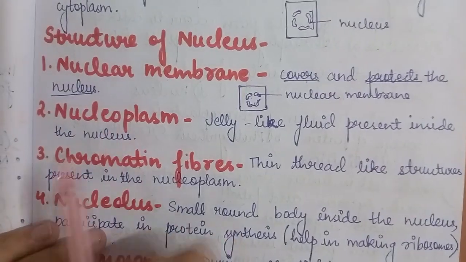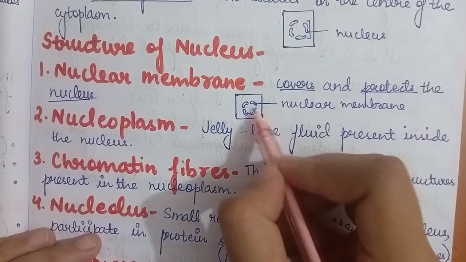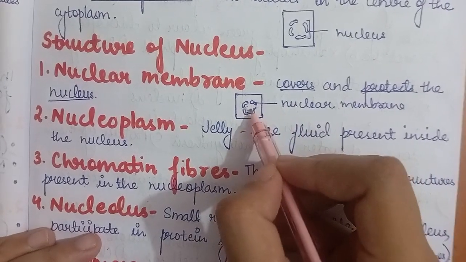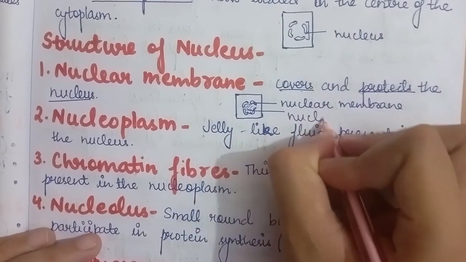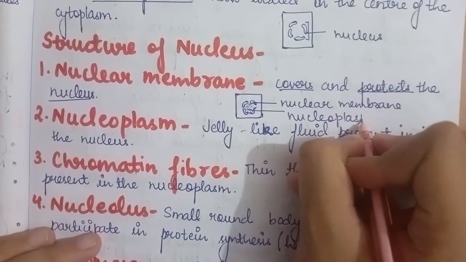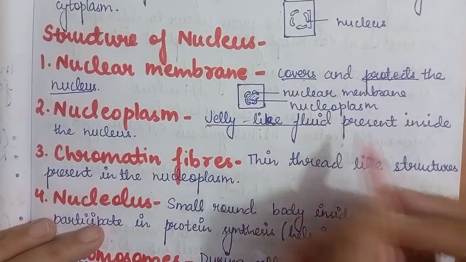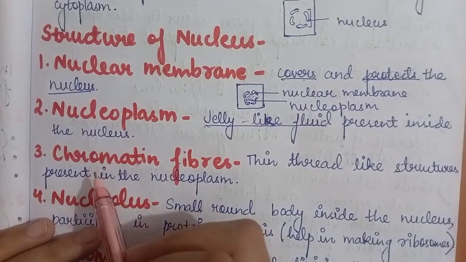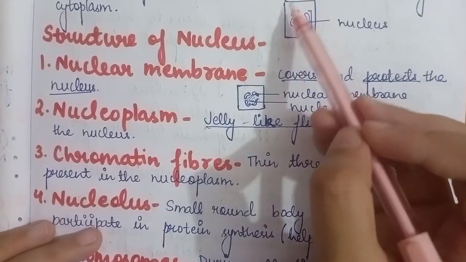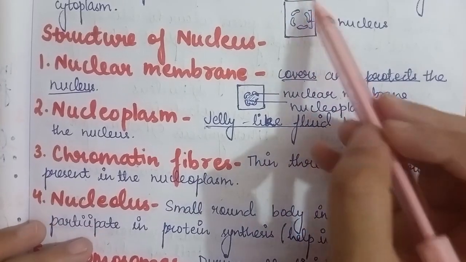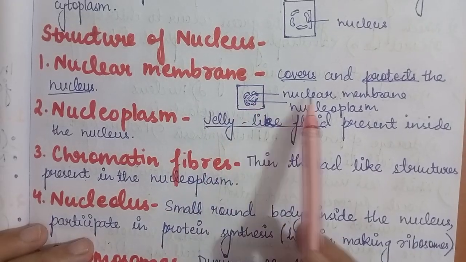Now, nucleoplasm: whatever is present inside the nuclear membrane is our nucleoplasm. It is just like cytoplasm. It is a jelly-like fluid present inside the nucleus. Cytoplasm is the whole jelly-like structure present inside the cell membrane, and the nucleoplasm is present inside our nuclear membrane.